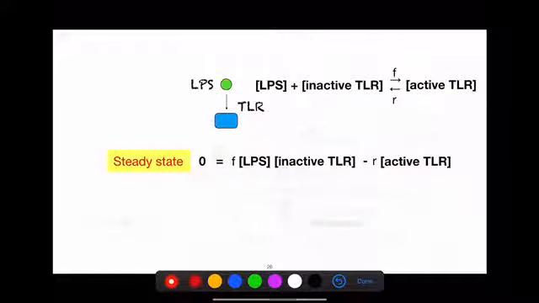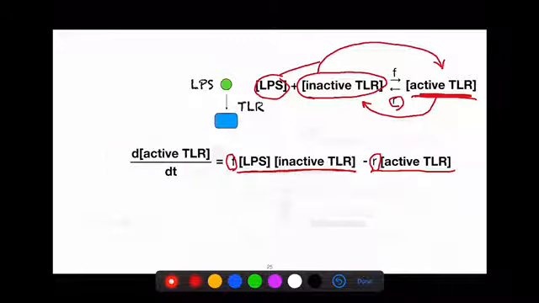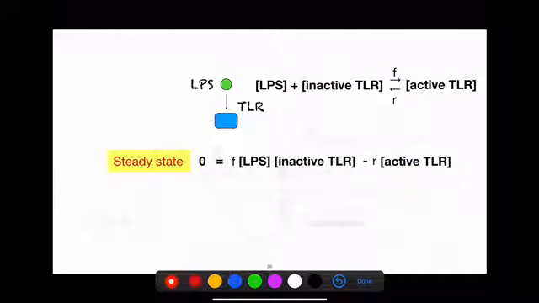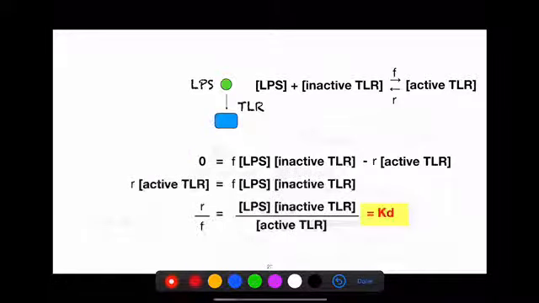Now we consider the steady state. The steady state is when there's no change in the rate. Once again, if we have talked about the differential change of active TLR per time, that will become 0 now. And there will be no further change, and it will not move at all. So that's called the steady state. So let's consider this steady state condition.